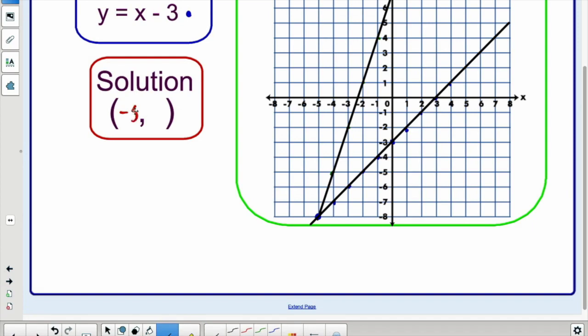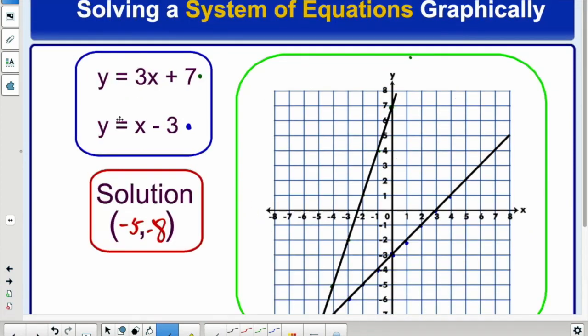And if you wanted to make sure that that actually works, what you would do is you can just plug into both of your equations. So plug in the x value, plug in the y value. So here the y value is -8. The x value is -5, so it'd be 3 times -5 plus 7. 3 times -5 is -15. -15 plus 7 is -8. And then if I check the other equation here, y value -8, x value -5, -5 minus 3 is -8, so that one works as well.